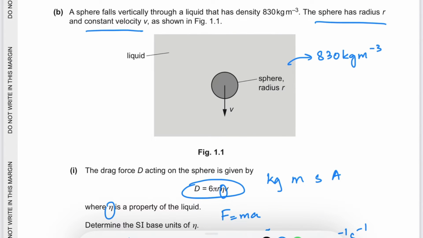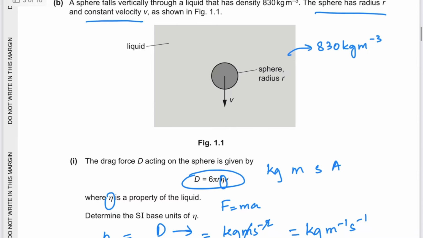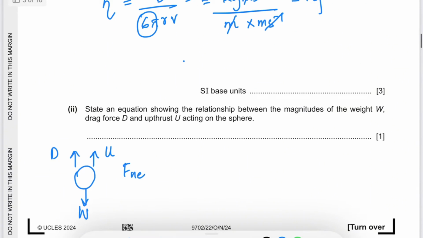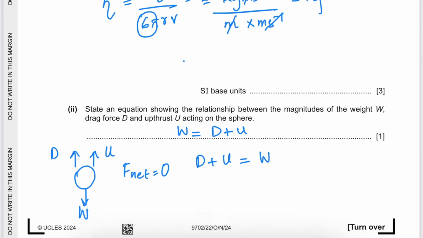What that means is, here I want you to recall Newton's first law of motion, which states an object remains at rest or travels with constant velocity unless a resultant force acts on it. That means if the sphere here is traveling at constant velocity, the net force is 0, or the sum of total forces acting upwards must be equal to the sum of total forces acting downwards. So there you go. That's your equation, where weight is equal to drag plus the upthrust.